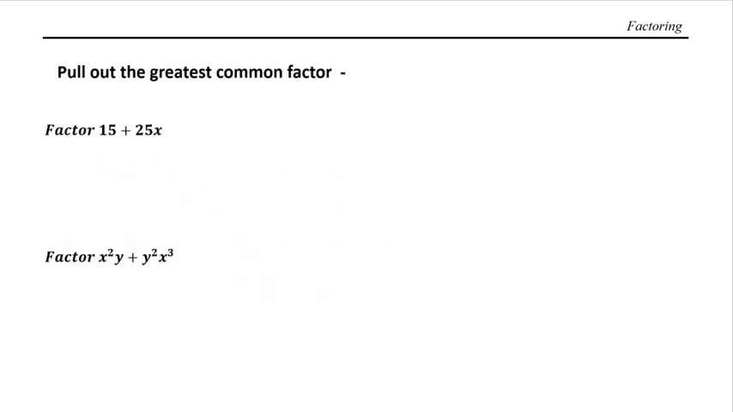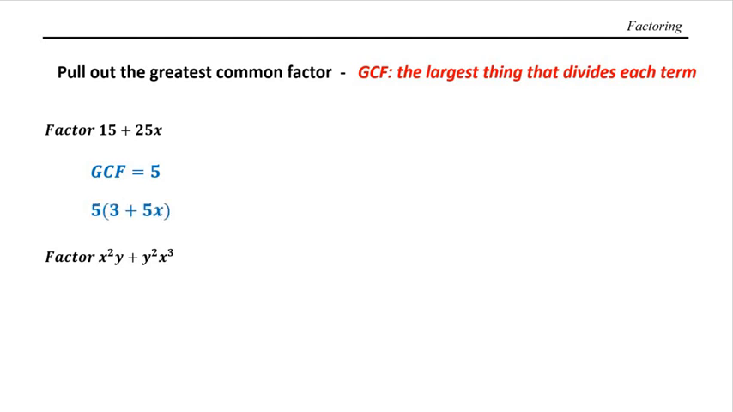So the first step with learning about factoring is figuring out how to find the greatest common factor. Now the greatest common factor is the largest thing that divides each term. So for our first example, when we're factoring 15 plus 25x, our greatest common factor would be 5. And so if we pulled out that greatest common factor, we would have 5 times 3 plus 5x, and that would be factored using the greatest common factor. With the second problem, our greatest common factor would be x squared times y. And so if we pulled that out, we would have x squared times y times 1 plus xy.